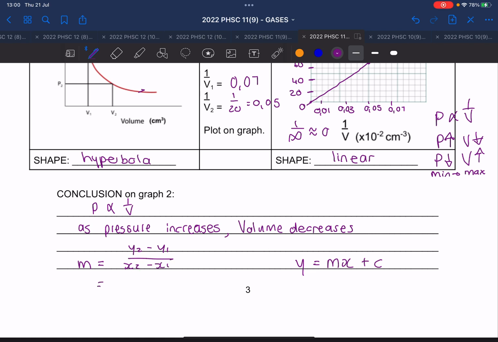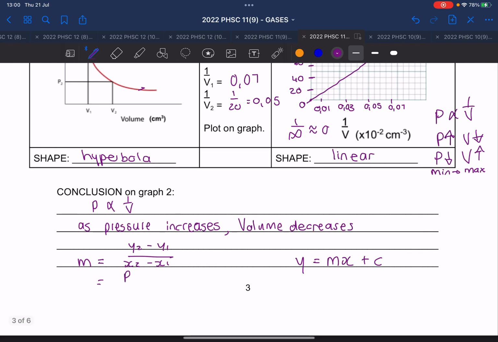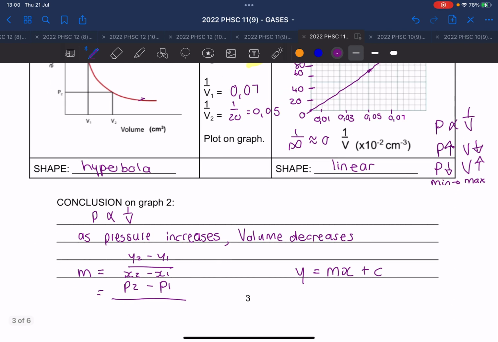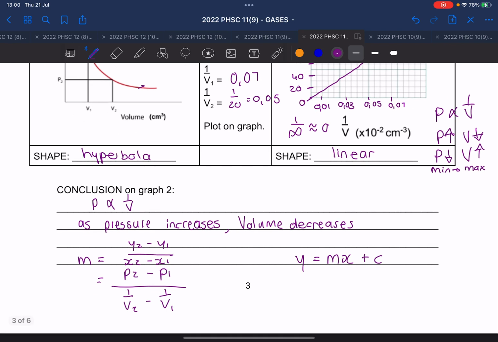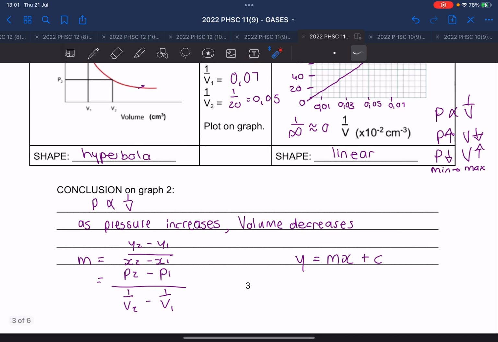And then we get y2 minus y1 is P2 minus P1, and x2 minus x1 is 1 over V2 minus 1 over V1. Since it goes through the 0, c is 0.